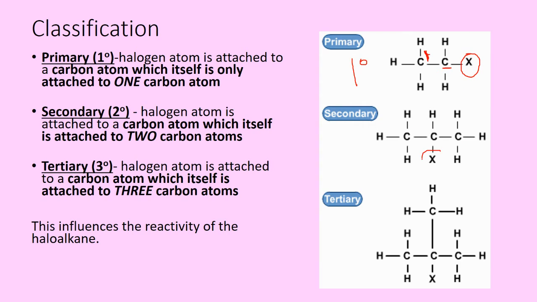A secondary one, here's our halogen attached to this carbon here. Is this attached to 1, 2 carbons? So it's secondary, and the notation for that is 2 with the degrees on it. So it's secondary, attached to a carbon which is attached to 2 other carbons. Tertiary is where the halogen atom is attached to a carbon, and this carbon here is attached to 1, 2, 3 carbons. So it's a tertiary. That's the notation, 3 with the degrees on it, okay? And that influences the reactivity of the haloalkane.